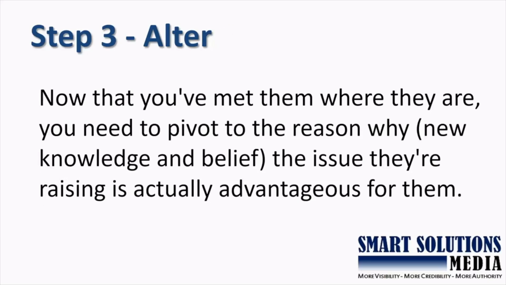Step 3 is where the rubber meets the road. It's where you alter their perception of their objection. So basically what you're doing is you're pivoting the objection 180 degrees. You're taking their excuse and you're either able to explain away why it's not critical, or you're able to turn the excuse into a reason. So you've met them where they are. Now you're going to pivot to the reason why that issue is actually advantageous for them.